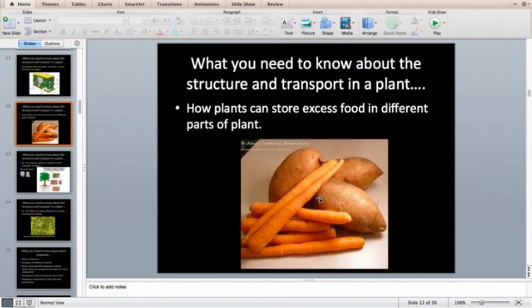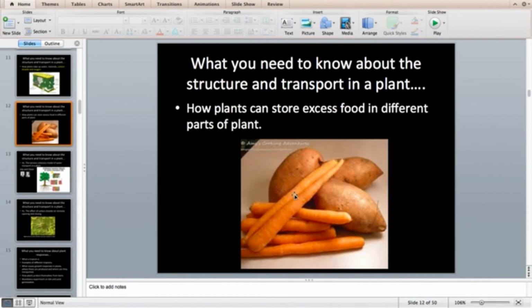Now, how plants store food in different parts of the plant. Where a plant stores its food, a bit like where we store our fat or extra nutrients, can be different for different plants. So potatoes are considered underground stems. They're tubers. So they store their excess starch in underground stems to allow for overwintering.